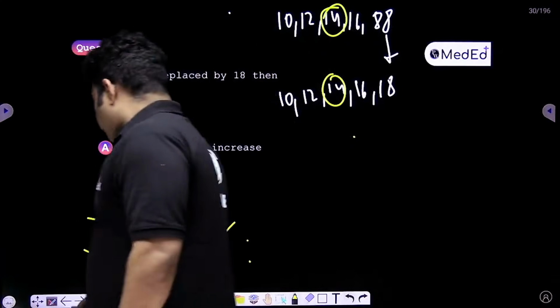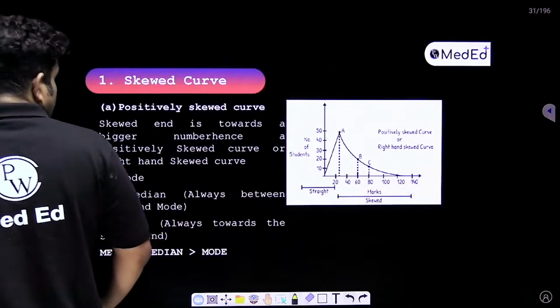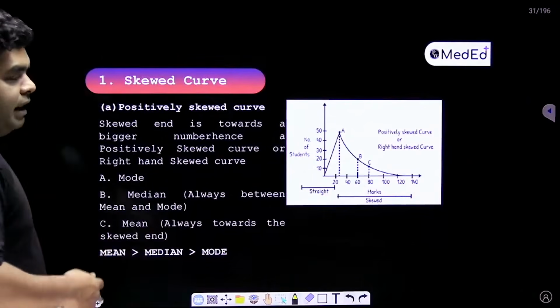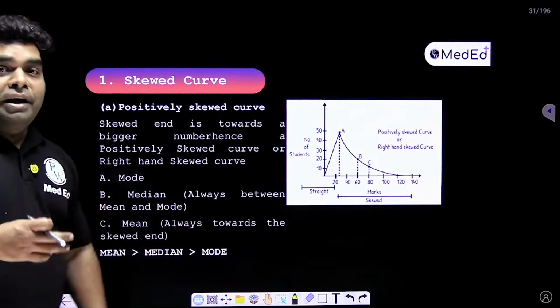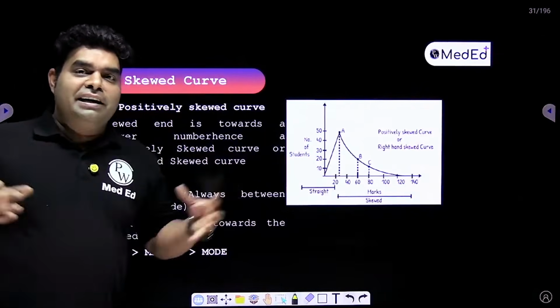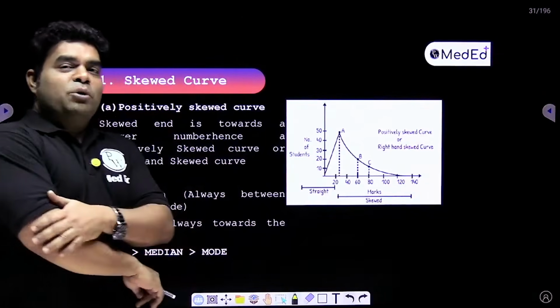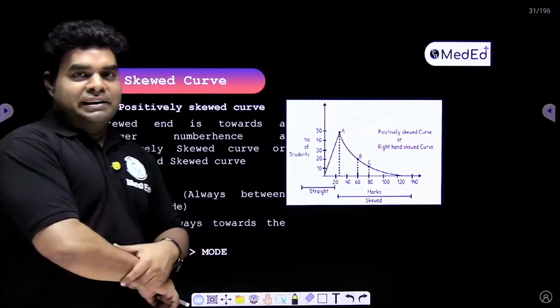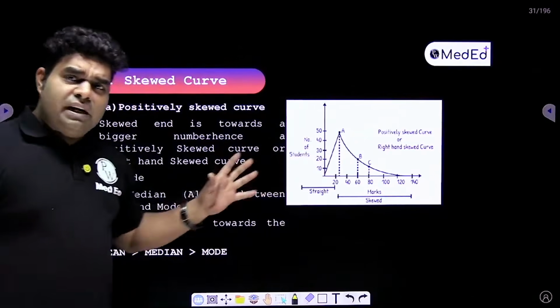Now, let's understand about skewed curve, and then I will give a very interesting question between integration of central tendency and skewed curve concept, which came only in INCT, and I usually do not discuss it in any of the classes. So let's first understand what is skewed curve.